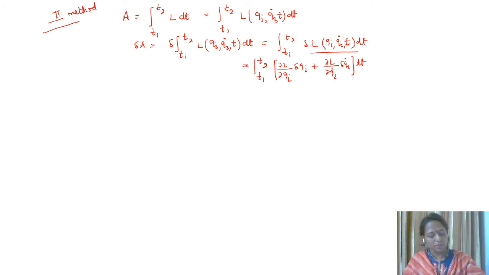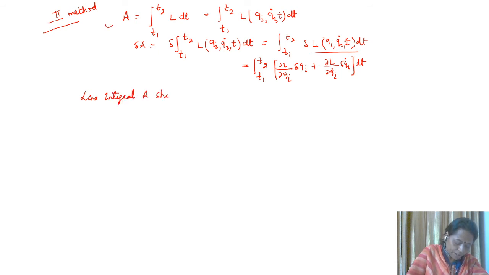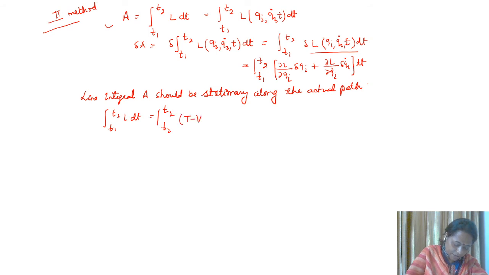Similarly, sometimes it is asked that derive or deduce Hamilton's principle. So how will you deduce it? You say that in Hamilton's principle, the line integral, which I have written here, A, should be stationary along the actual path. This is Hamilton's principle. Right? So you can say that consider the integral from T1 to T2 of L dt and write this L as T minus V dt.